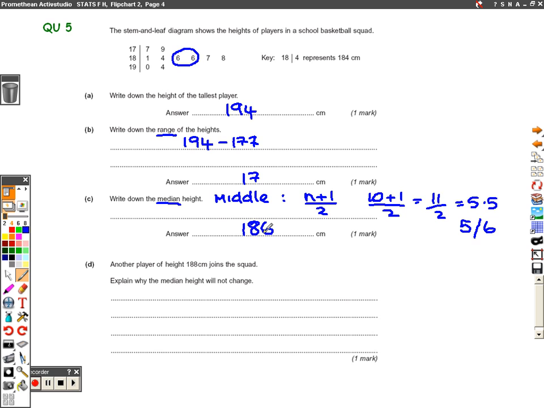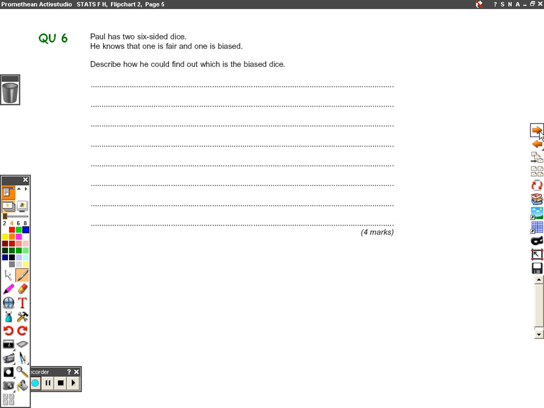Another player of height 188 joins a squad. Explain why the median height will not change. Well, if we put on 188, it would go on the end here. Okay? That means we now have 11 pieces of data. Plus 1 divided by 2, we would be looking for the sixth piece of data. The sixth piece of data is still 186, regardless of whether you have the extra 188.